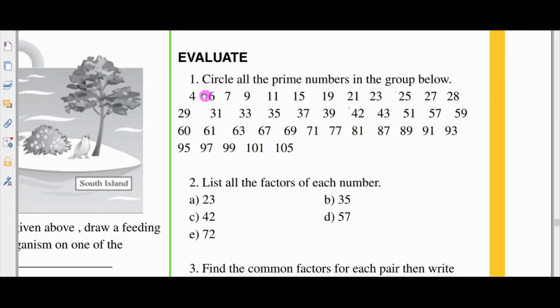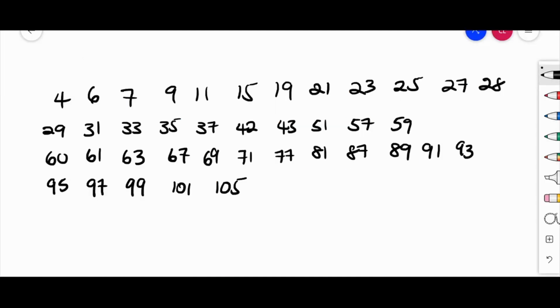Evaluate. Number 1, circle all the prime numbers in the group below, and we have a list of numbers here. So we have taken those numbers and placed them on our whiteboard. And now we're going to see the steps that we need to use this prime number sieve.